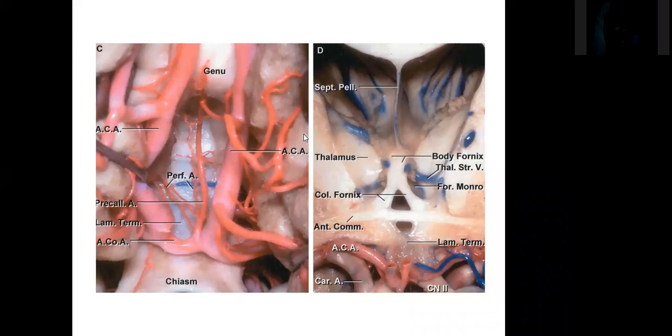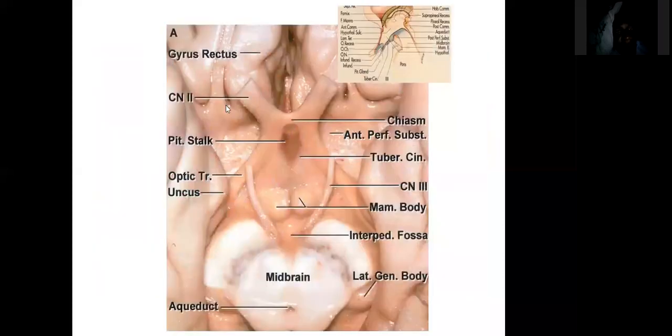Apart from that, we see the anterior cerebral artery, we have the precalar artery, we have the lamina terminalis just here, and here the ventricle. Here we have a representation of the superior surface of the brain.